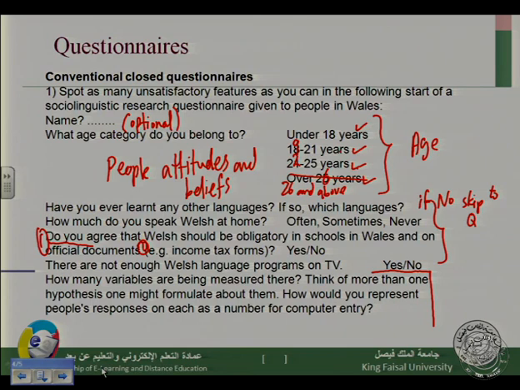And as I explained before, the independent variable affects the dependent variable. So age here is the independent variable, because we think that age can affect attitudes. But do you think that attitudes can affect age? No. So age can affect attitudes, not vice versa.